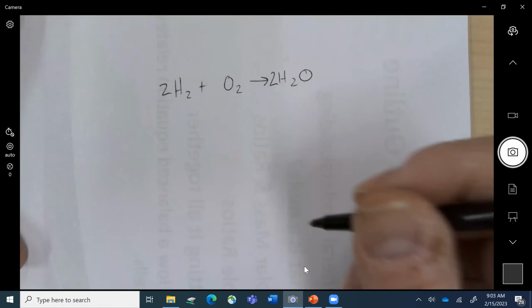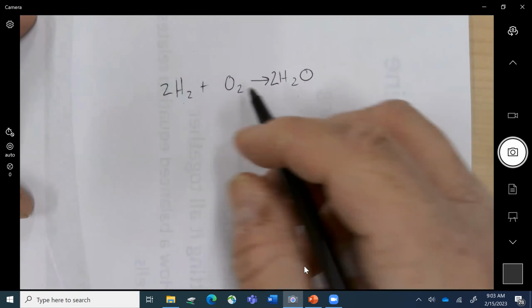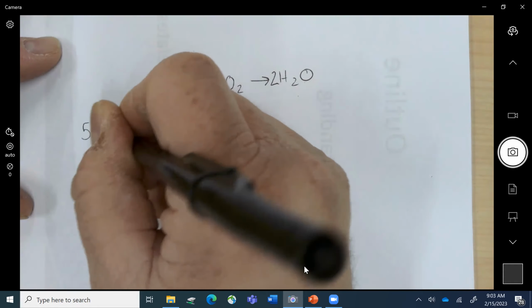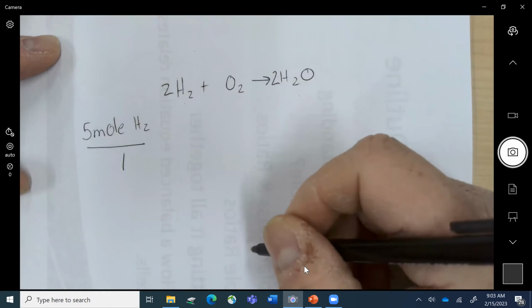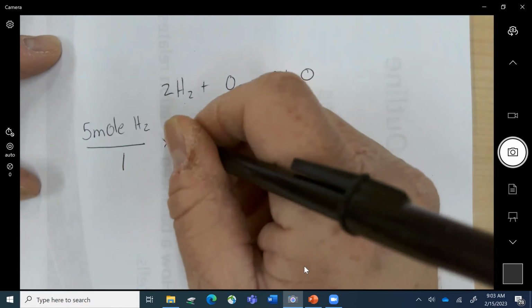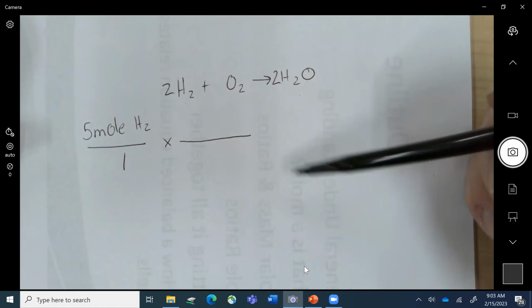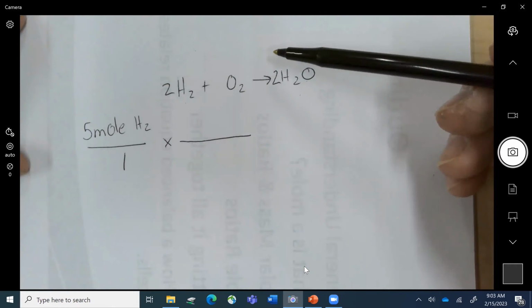Now, the question was, if I have 5 moles of this, how many moles of that am I going to get? So you write what you start with, just like any other time. 5 moles of H2, that's over 1, okay? Well, I want to know how many moles of water I'm going to get. So this is where our molar ratio comes in. You use your balanced reaction to figure out your molar ratio.